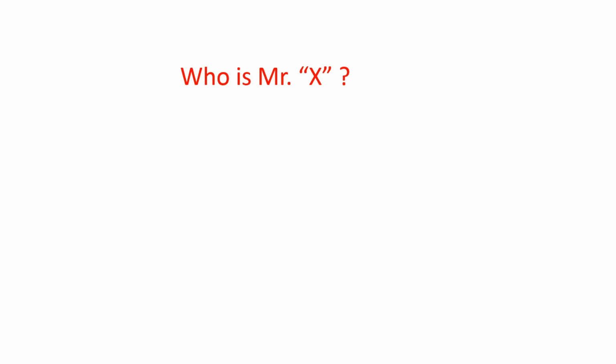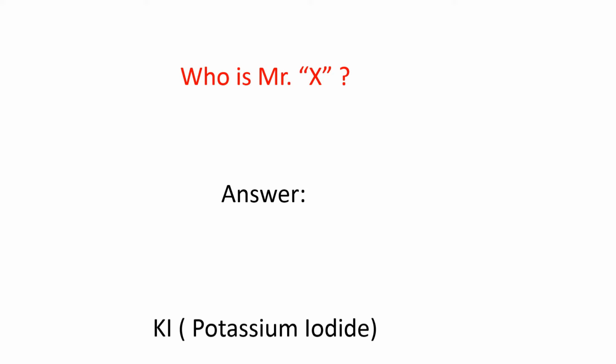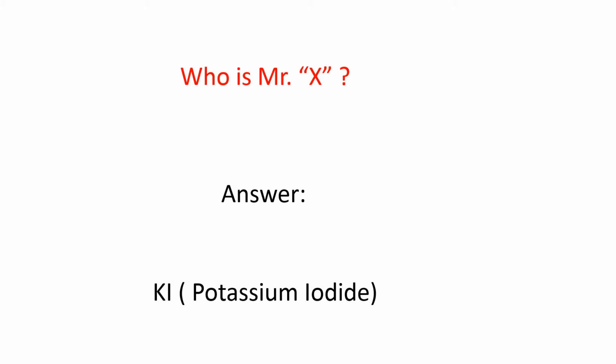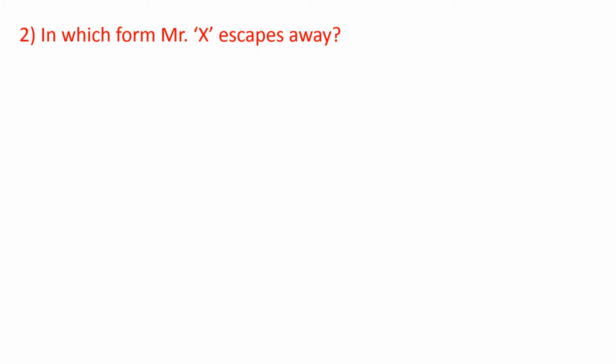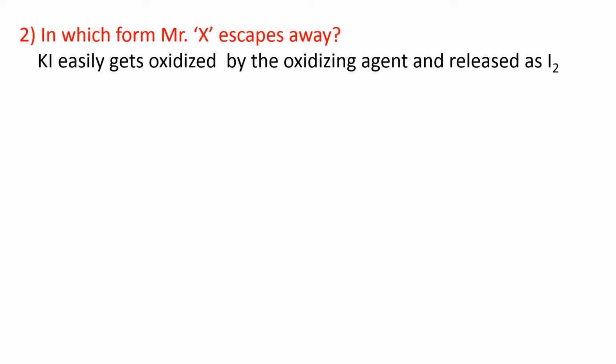Now the primary question is, who is Mr. X? The answer is potassium iodide. Second question, in which form does Mr. X escape away? Any oxidizing agent oxidizes the potassium iodide easily to iodine. So, iodide is easily oxidized to iodine and released.